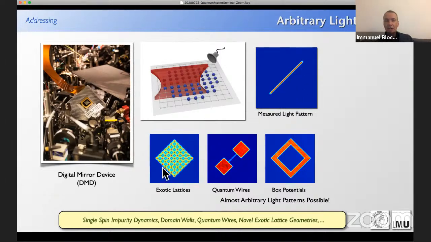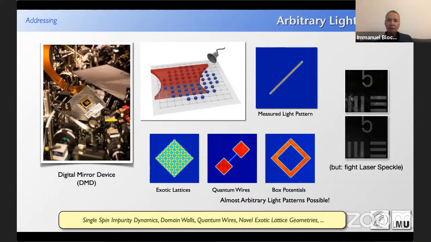You could make more exotic lattice structures. You could make two wells where you fill one well with atoms and let the atoms flow through this wire of light into the other box, basically to study conductance through this quantum wire. Or, if you don't want harmonic trap potentials, you can really just do box potentials, as you can see here. So this is what we're using a lot right now. We have to fight the speckle that comes with coherent light a little bit to try to get very good potentials, but we're doing reasonably well.